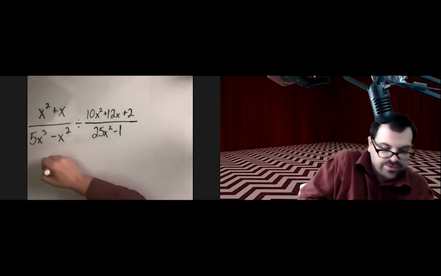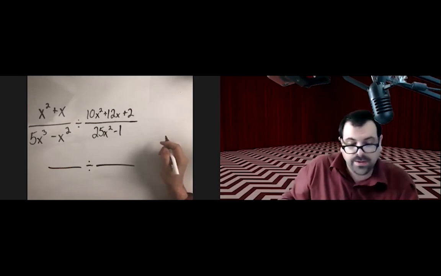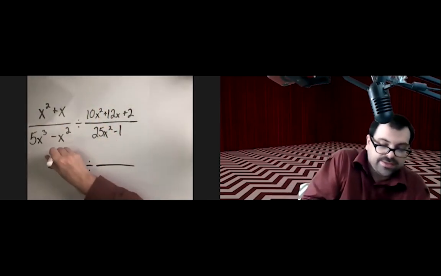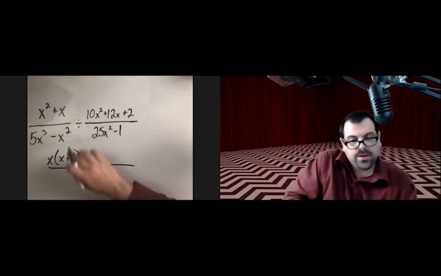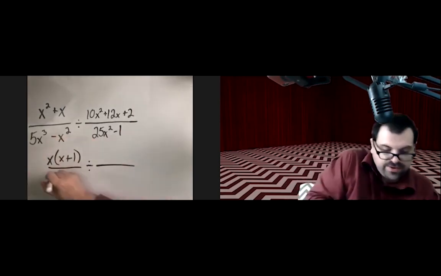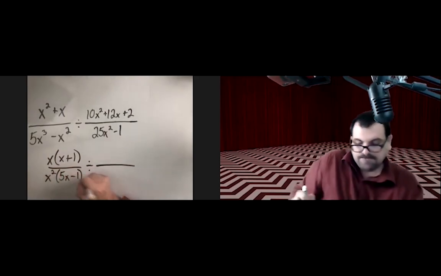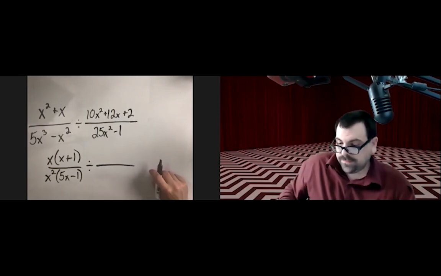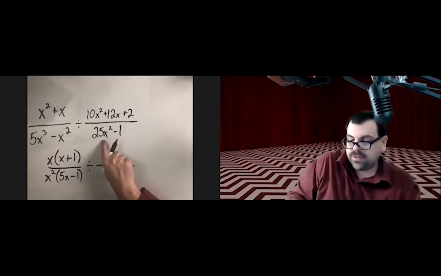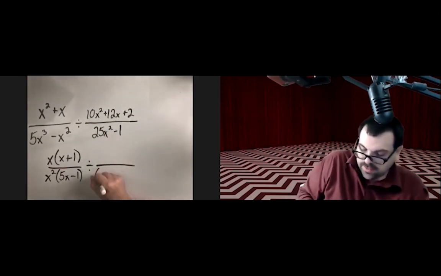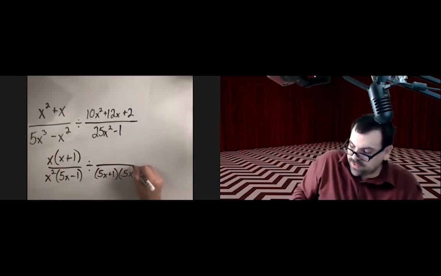Let's factor everything first. Keep it division. Top left, factor out an x. We're left with x plus 1. Bottom left, factor out an x squared. We're left with 5x minus 1. Bottom right, this is a difference of 2 squares, 5x and 1. So 5x plus 1 times 5x minus 1.